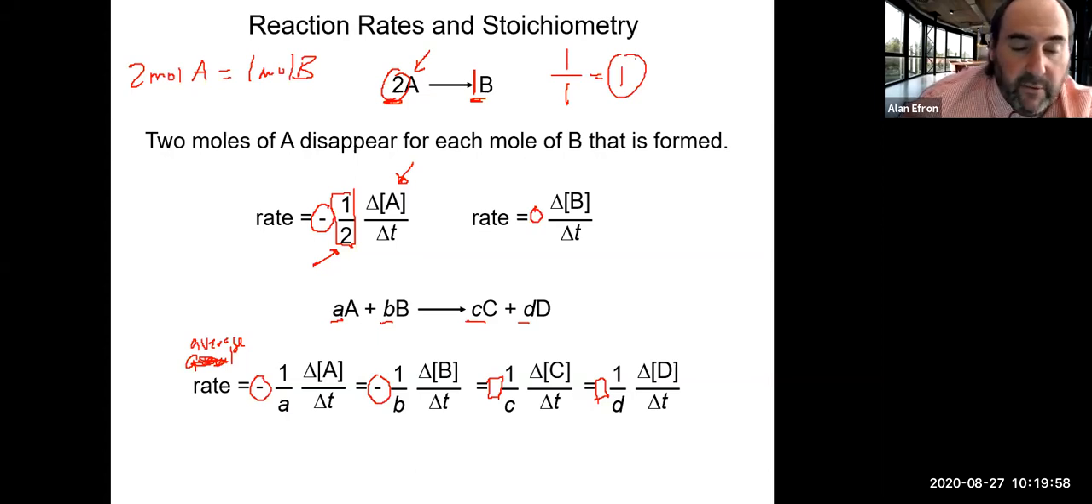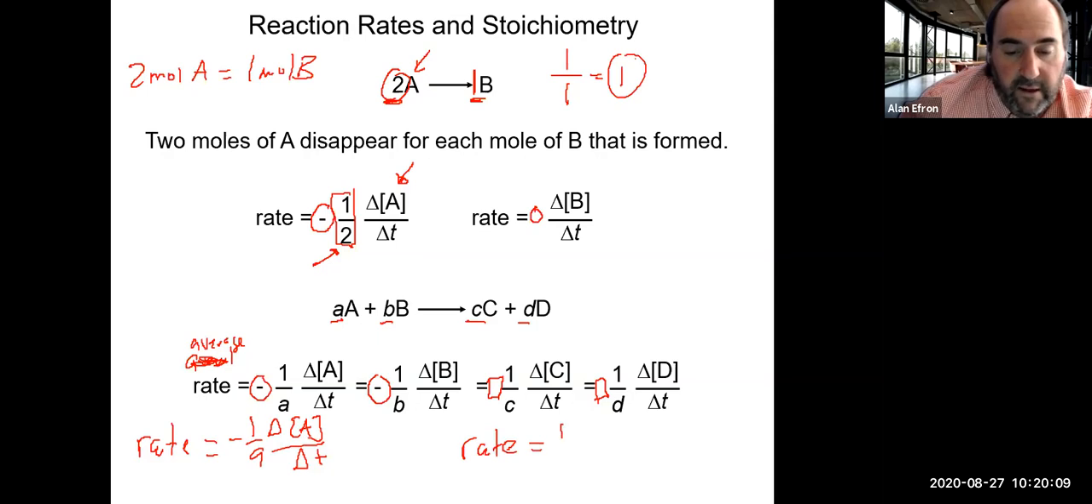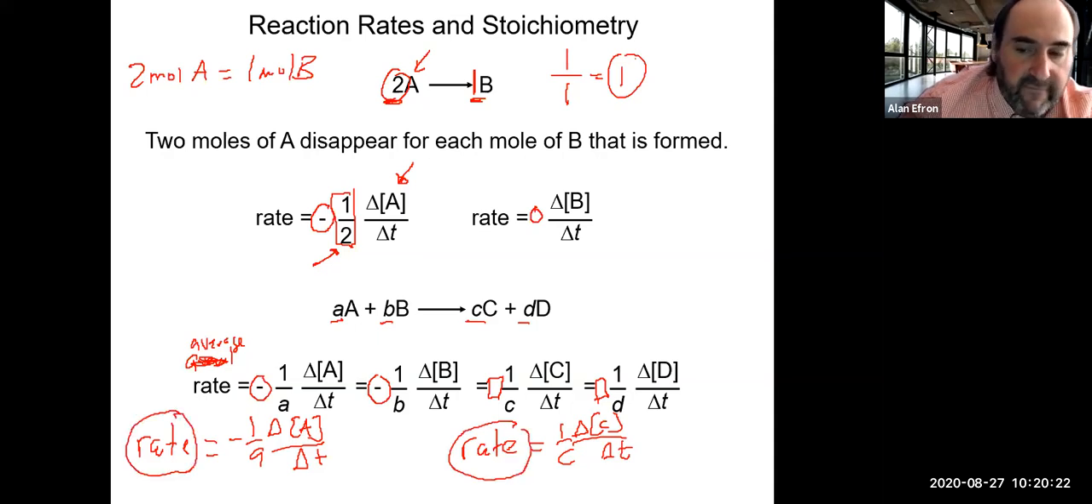You could just pull out the ones that you need and go, hey, the rate equals minus 1 over A, change in concentration of A over the change in time. You could also just break out rate is equal to 1 over C, change in the concentration of C over the change in time. And again, because you could break them out individually, they're all equal to each other, because this rate and this rate will be the same for a particular reaction. You could set them equal to each other like we do up here on these sides.